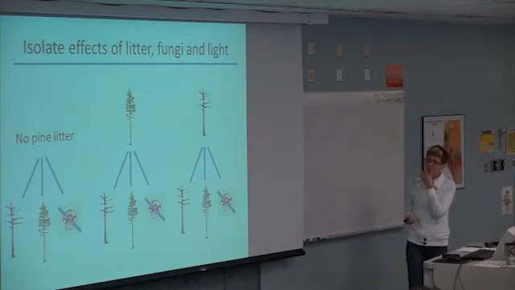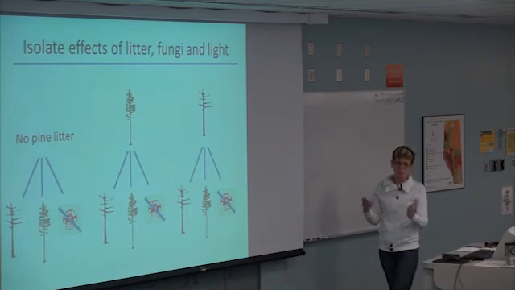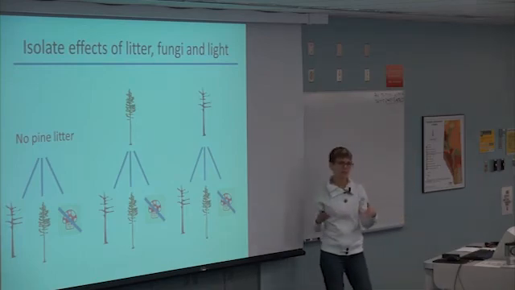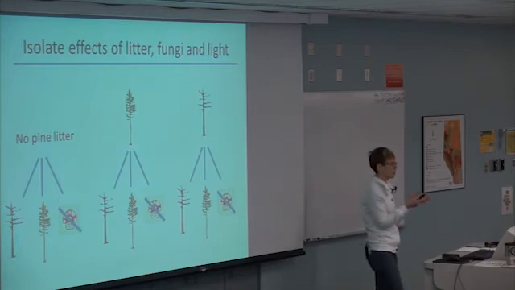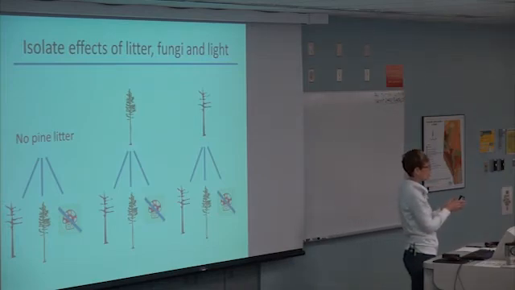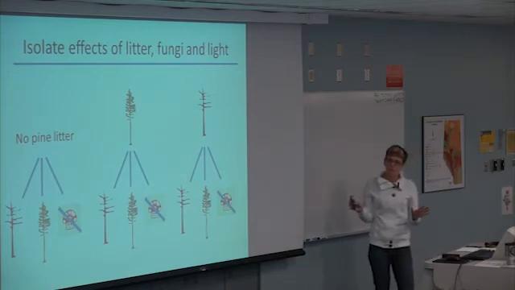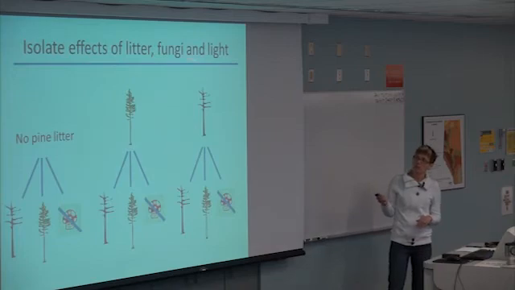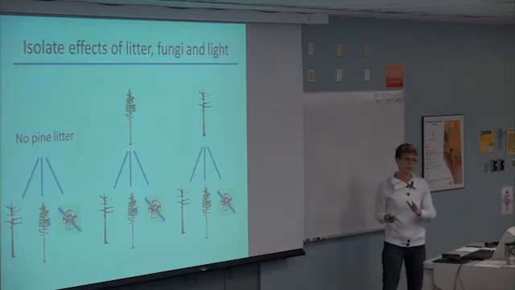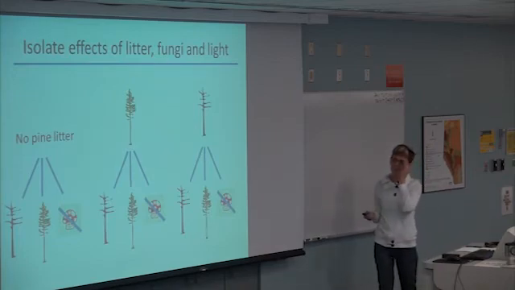Okay. So moving from the field and into the greenhouse. So the field, obviously, there's a lot of simultaneously changing conditions. And so what we want to do is try to isolate the effects of the ectomycorrhizal fungi from all these other things that are changing. And so the way that we've tried to do that is in this experiment where we're isolating the effects of the fungi from litter and light. And so I'll go through each of these.